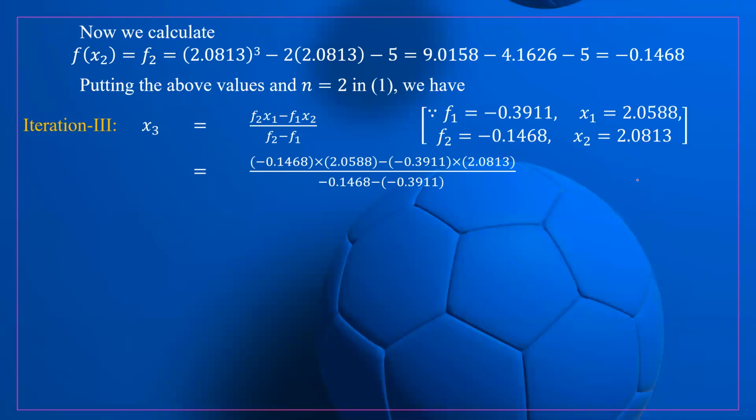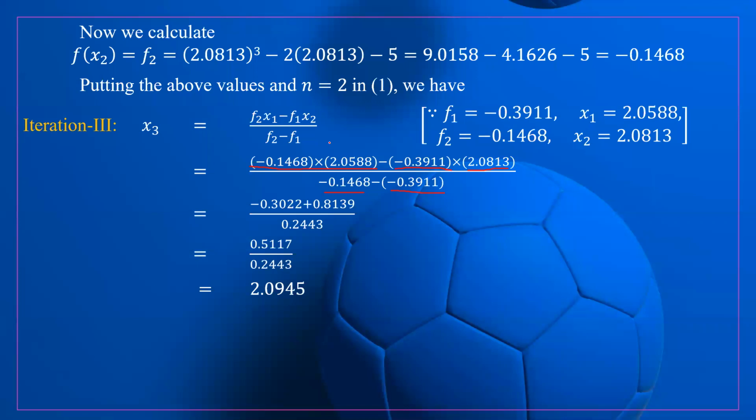So we are getting the value. Again, we will do the same. We will do all the operations. You multiply f2 x1 minus f1 x2 and divide by f2 minus f1. We are getting 2.0945.